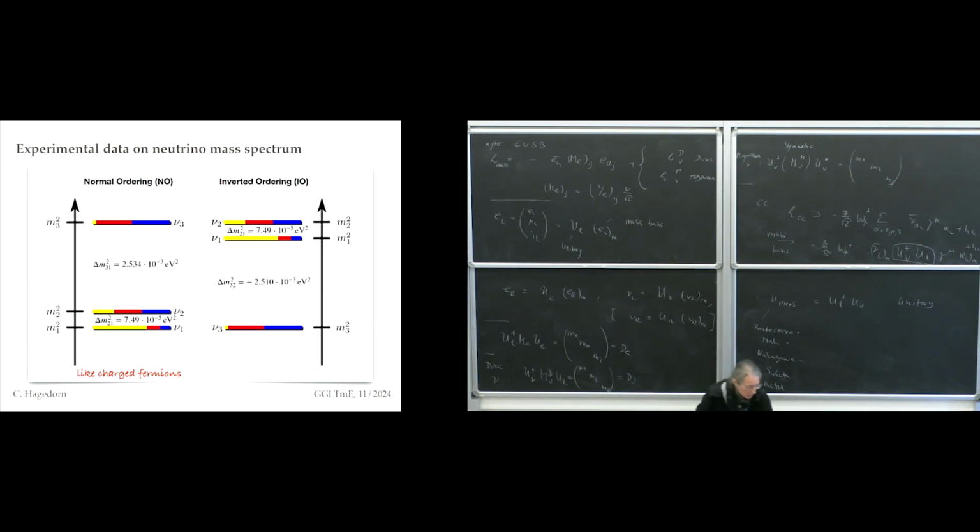Before finishing, I think I should finish. Yes, I should have finished already, right? Before finishing, let me please make two comments. Then I think we are good. So, comment number one is, what actually happens if neutrinos are massless?